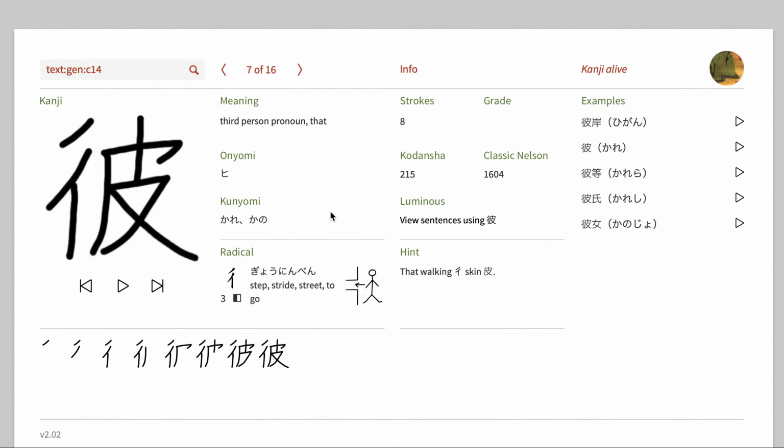That walking skin is a third-person pronoun, male. It means he. The pronunciation in the kunyomi is kare on its own, or kareshi. When it's followed by the radical for woman, it's kano, as in kanojo. It can also be pronounced hi, which is the same reading as the first kanji in skin, which is hifu. Some examples we have here.